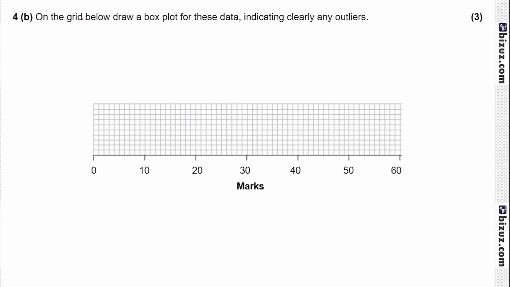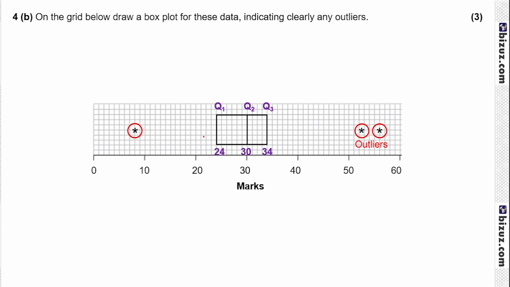Part B. On the grid below, draw a box plot for these data, indicating clearly any outliers. So first, let's draw the quartiles. So the box part, which has these 3 quartiles as vertical lines. So Q1 is at 24, as we previously saw. Q2 is at 30, and Q3 is at 34. Next, let's fill in the outliers. These we're going to indicate as asterisks, and these are the 3 outliers at 8, at 52.5, and at 56.